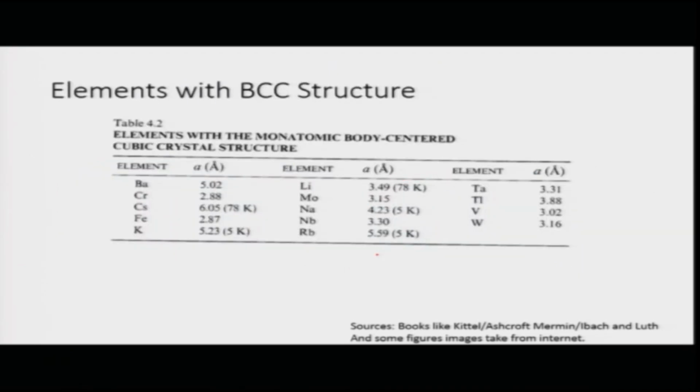There are a large variety of elements which form the BCC structure, which I have listed here, along with the lattice constants or lattice parameters of those structures. For example, barium, potassium, sodium, rubidium are a few examples where you can see they form a BCC structure. So, a large number of elements form a BCC structure.